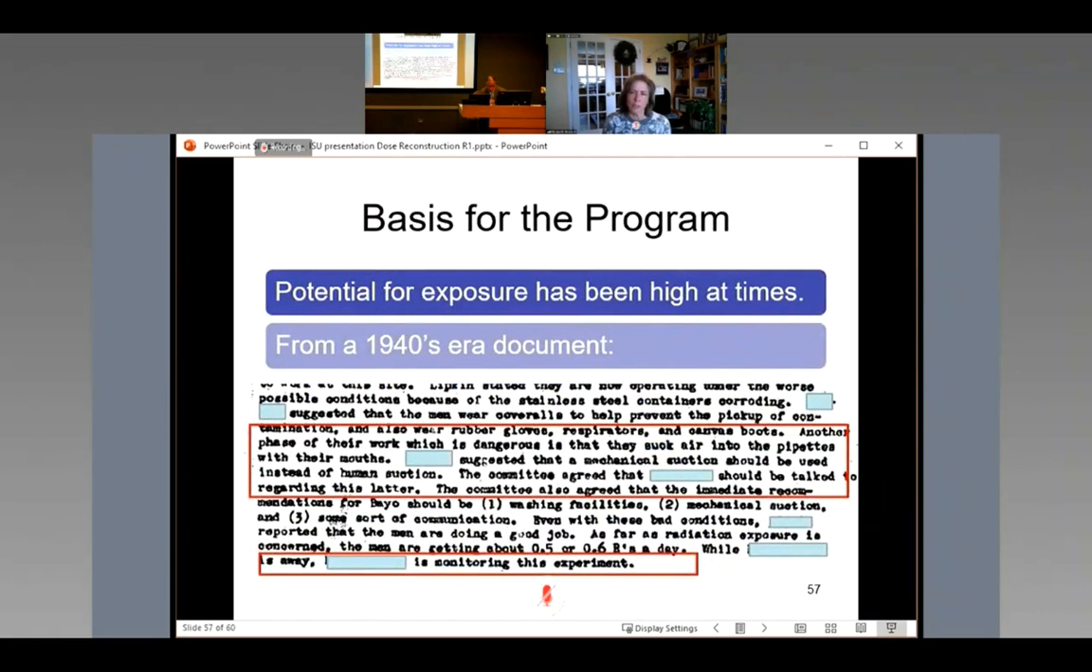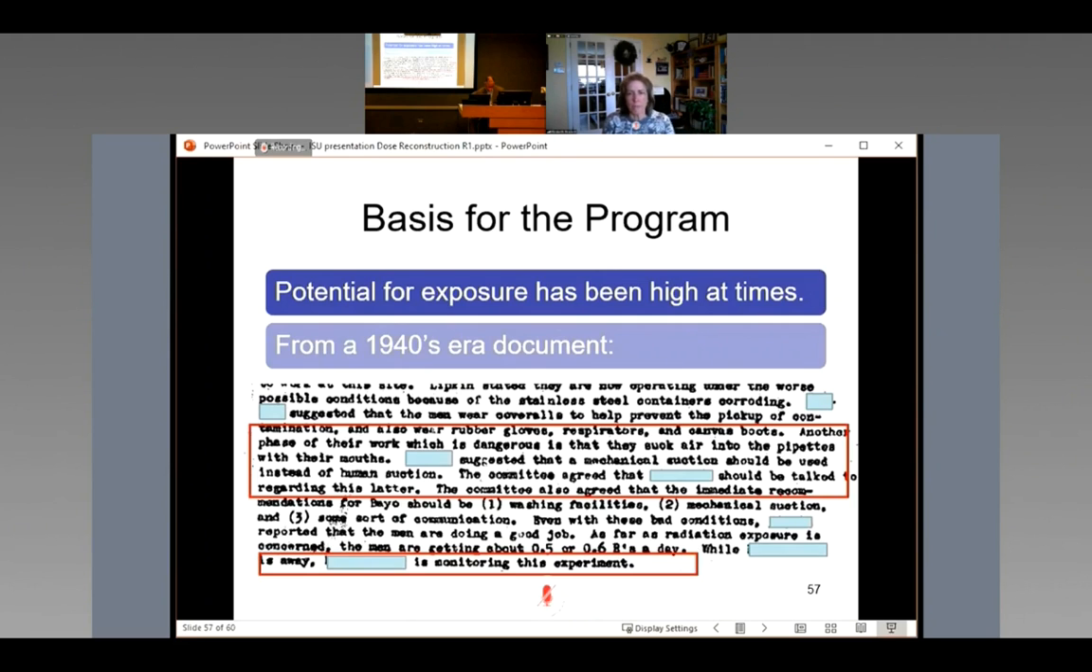I just have a few slides that show why there was some concern about this, why there is a program. If you look at some of the early documents, this one is from the 1940s, and it says that people were mouth pipetting radioactive material. And down here it says, oops, that should be moved up. So this block should be up. It says, as far as radiation exposure, the men are getting about 0.5 or 0.6 Rs a day, which is quite a lot of exposure.